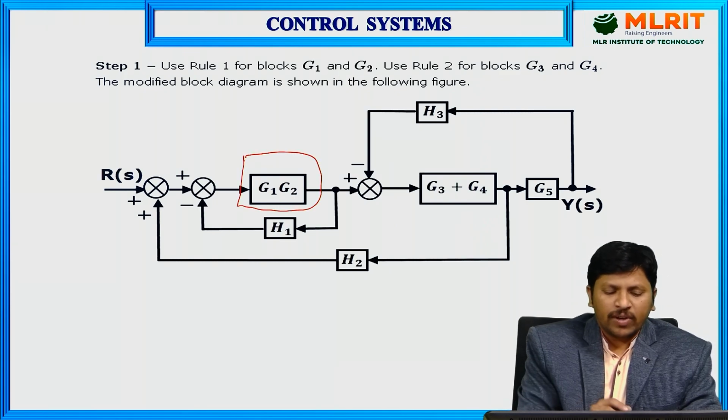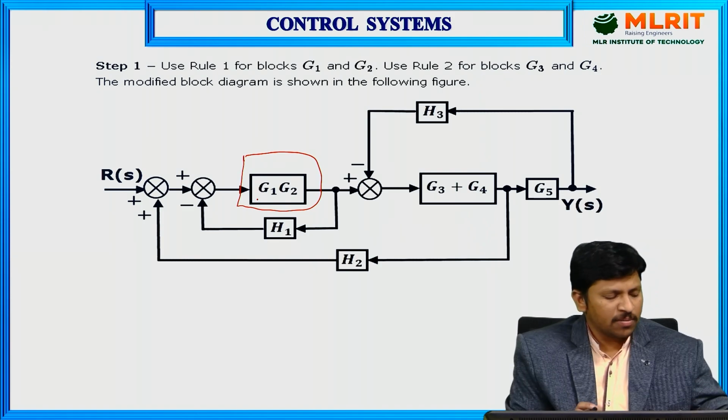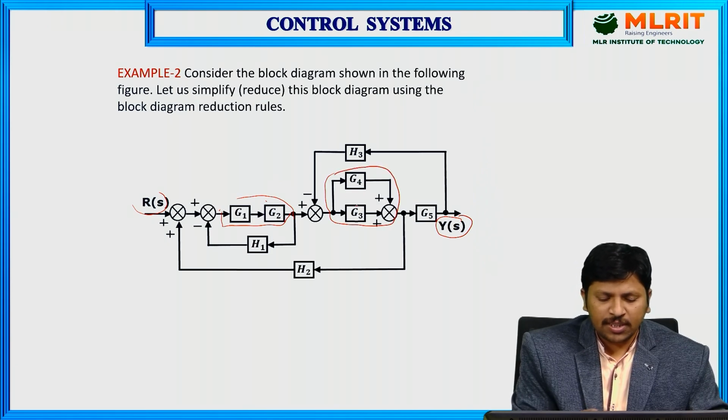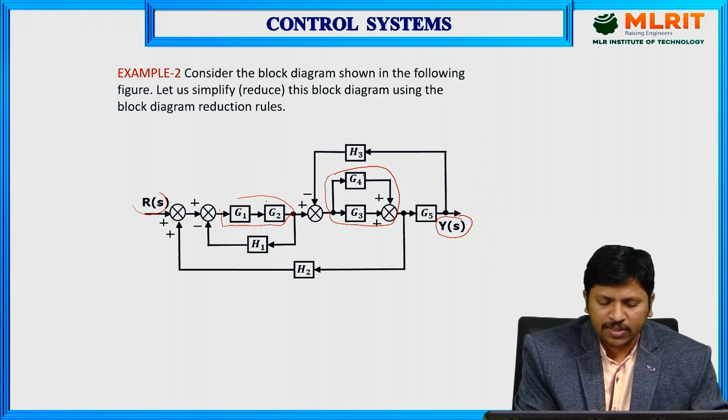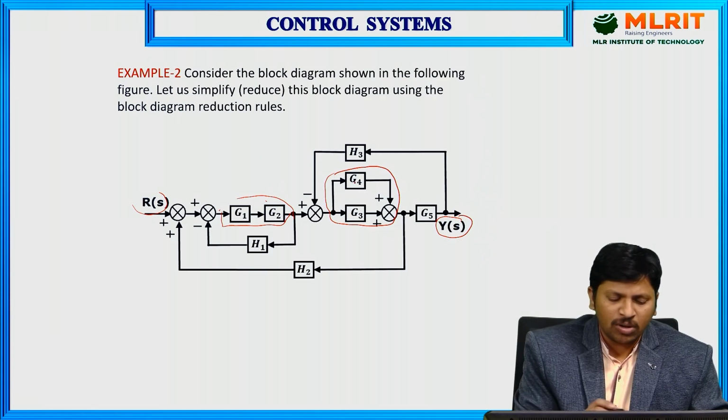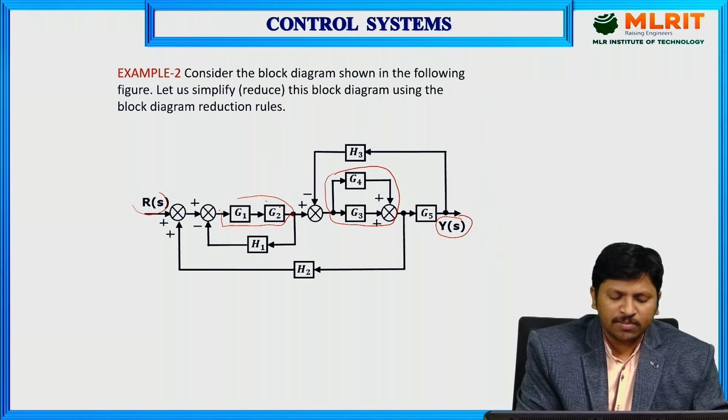Here rule 1: G1 and G2 are in cascade form, and also G4 and G3 are the feed forward paths, meaning the signal passing through G4 enters the summing point, and the G3 signal also enters the summing point. Both signals G4 and G3 enter the same summing point. The direction is the same, so these two are going to be added. So here G4 plus G3, or G3 plus G4, is one rule, and G1 G2 are cascade forms, so we combine G1 into G2. This is one more rule.